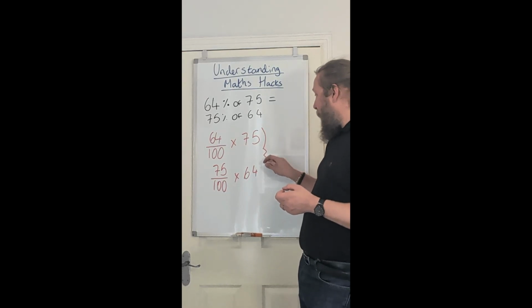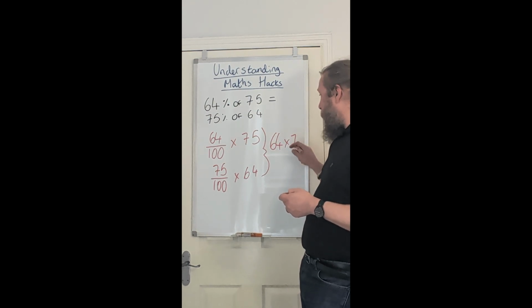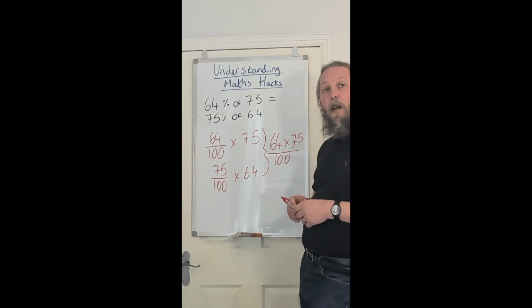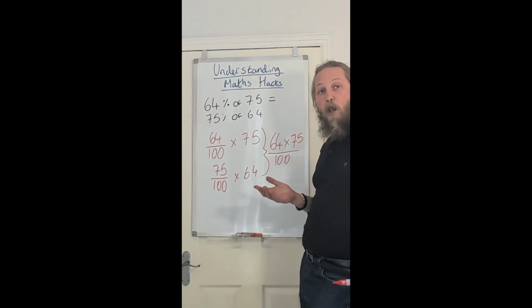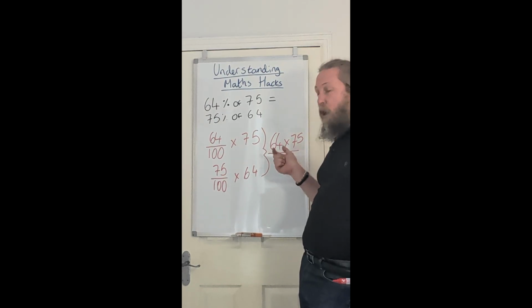And in fact, bottom line is, if I wanted to, I could do this. I could do 64 multiplied by 75 and divide by the whole 100 at the end. That would also give me the same result. That would also tell me what 64% of 75 is, or 75% of 64. The fact that it's all multiplication and division means I can do it in any order I like.